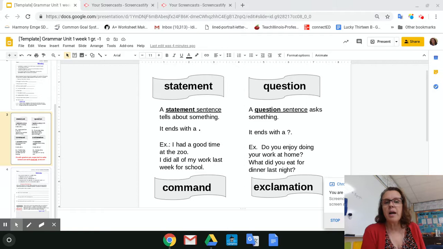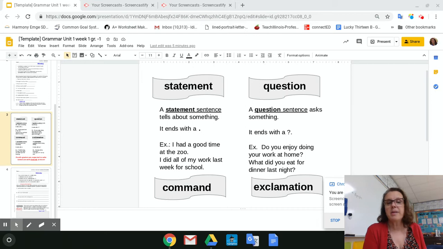Our second type of sentence is question. A lot of fourth graders tend to have difficulty remembering that when we have who, what, when, where, why, how, words like that at the beginning of a sentence, we almost always have to consider them to be questions, something that needs to be answered. A question sentence asks something, and it always ends with a question mark.